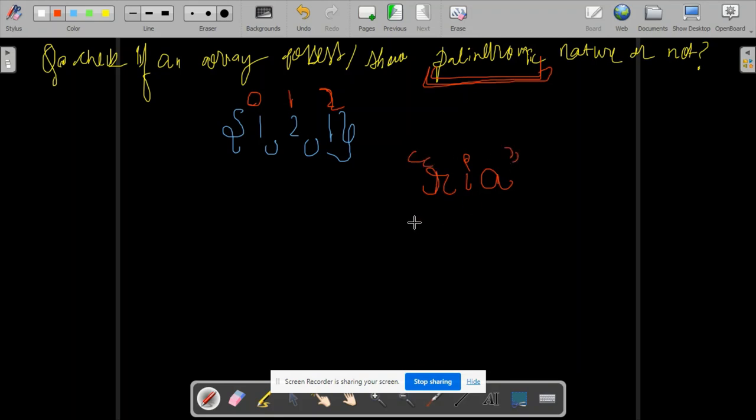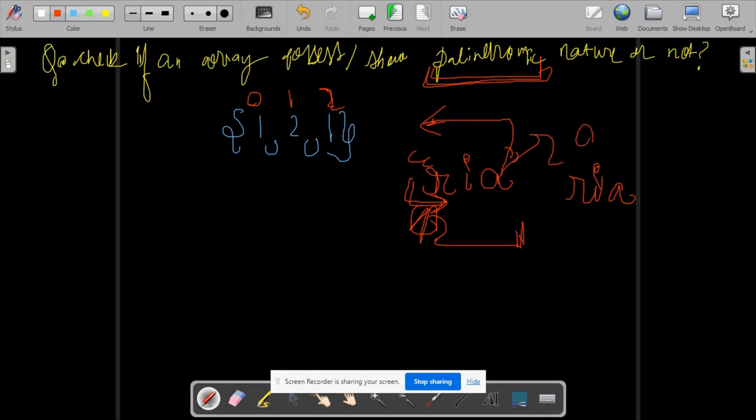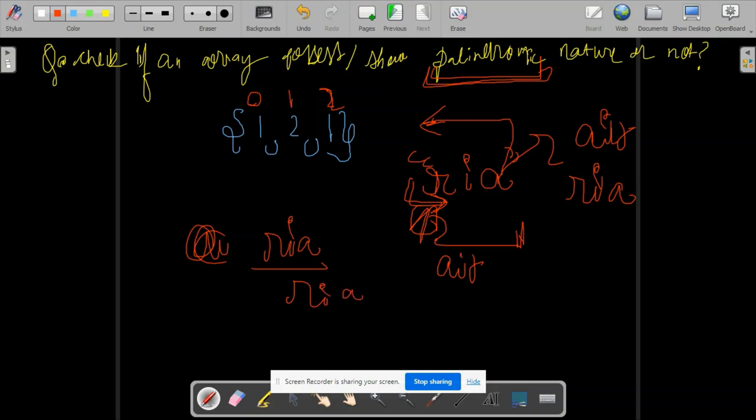Okay, Ria. When I am pronouncing it from front to back, it sounds like Ria. And when I am pronouncing it from back to front, it is pronounced as air, right? So when you read it from the start, it sounds like Ria. When you pronounce it backwards, it sounds like air. It means it is not matching because it is not sounding the same from both directions.